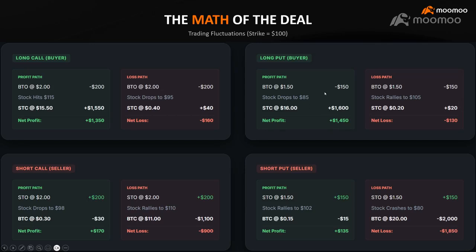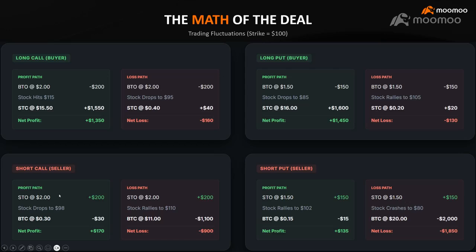Okay, so what if the stock rallies to 105? Then the premium goes down, because when the stock goes up, the put option premium goes down. Maybe during that time it's only 20 cents, then you sell to close, and that's the net loss.